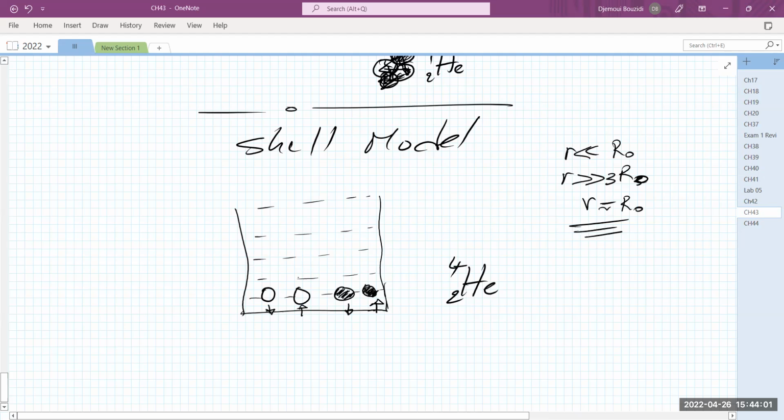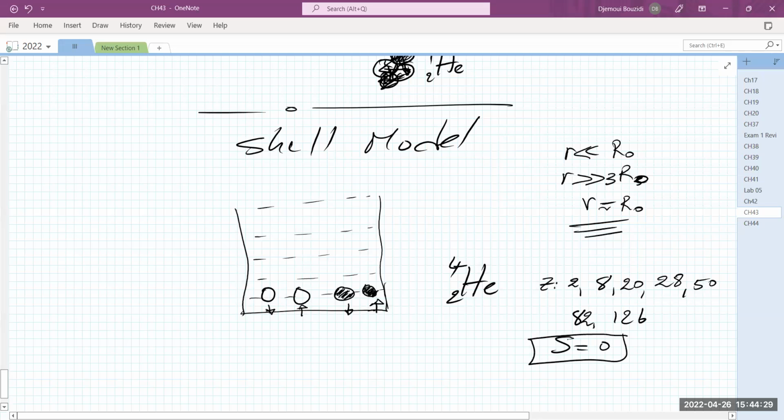If we solve it, we will have different models where the elements that have Z equal to 2, 8, 20, 28, what is the next one? 50, and then 82, and then 126. Those are the most stable elements that have a total spin equal to 0, and that seem to fill all the energy levels. Similar to the shell structure in the atomic model, this is exactly what's going on here. So these elements have the most stable nuclides.